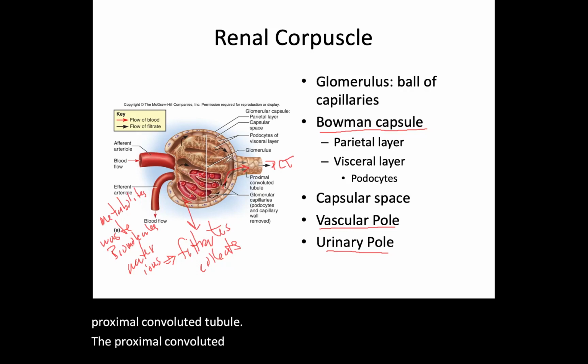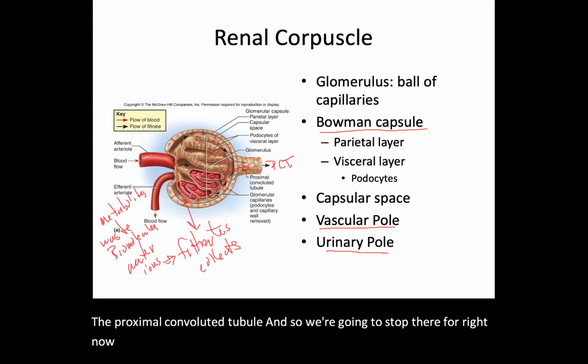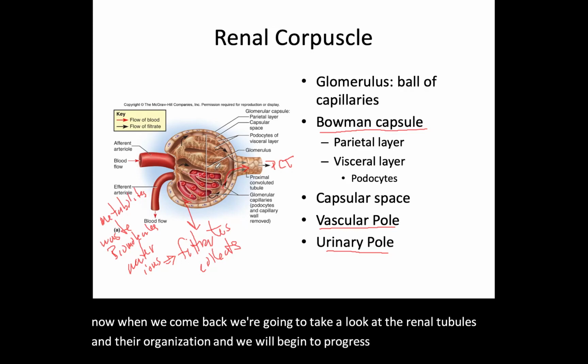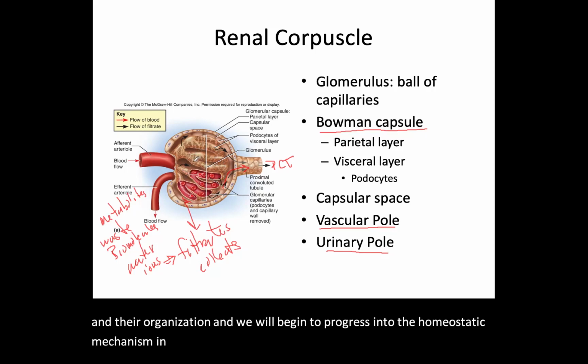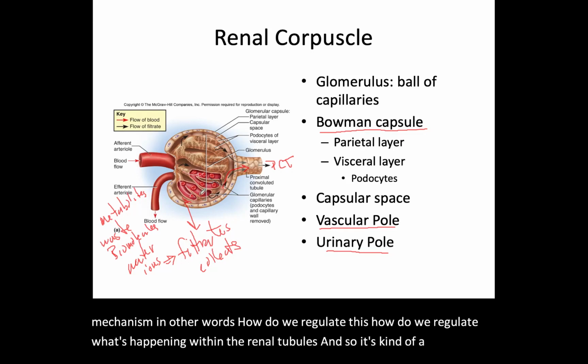We're going to stop there for right now. When we come back, we're going to take a look at the renal tubules and their organization, and we will begin to progress into the homeostatic mechanisms. In other words, how do we regulate this? How do we regulate what's happening within the renal tubules? That's a preview of where we are going.